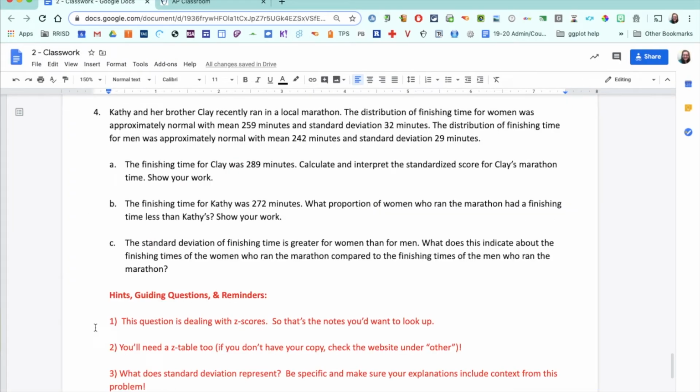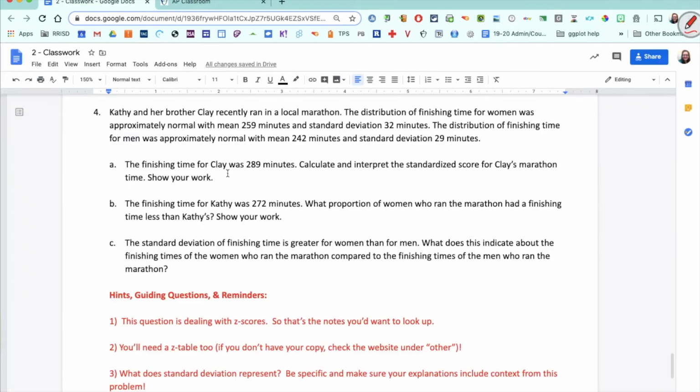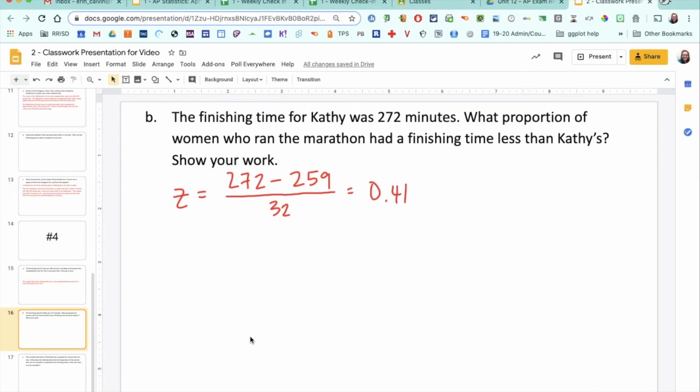Part B says that the finishing time for Kathy was 272 minutes. What proportion of women who ran the marathon had a finishing time less than her? So we're going to do what we did for Clay, but we're going to take it one step further and use a z-table to find the proportion or probability of having a finishing time less than Kathy. For Kathy, her z-score indicates that her finishing time was 0.41 standard deviations above the mean for women. To figure out the proportion who ran less than her, I'm going to go to the z-table.